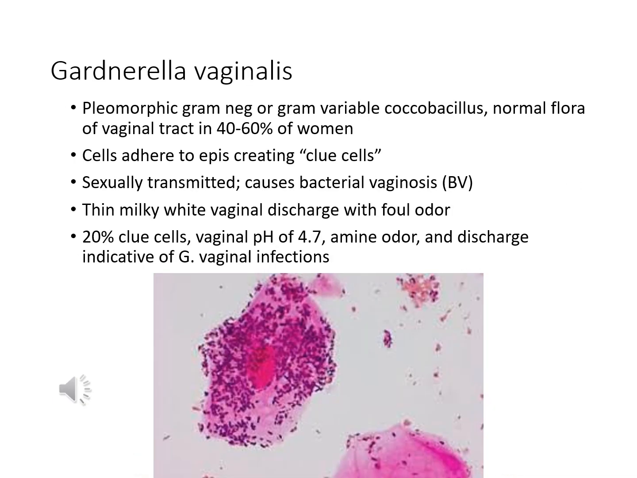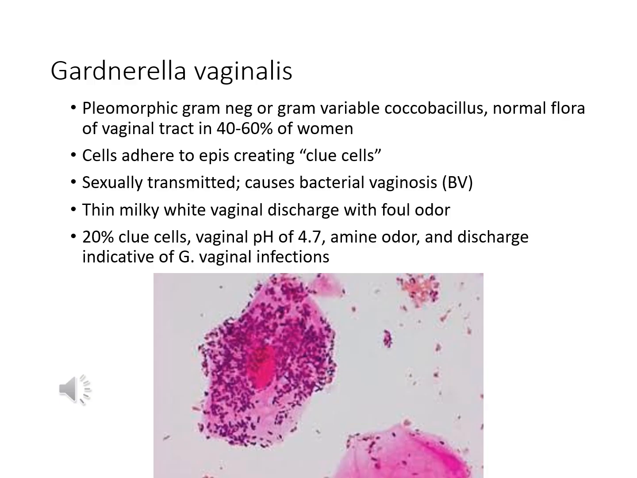And then we have Gardnerella vaginalis. This is a pleomorphic gram-negative or gram-variable coccobacillus and is considered normal flora of the vaginal tract of the majority of women. Cells will adhere to epithelial cells, which create clue cells or glitter cells. So think back to your urinalysis class. If you do a direct wet mount from a vaginal prep, you may see these cells and know it's from Gardnerella vaginalis. Gardnerella vaginalis is sexually transmitted, and is the primary cause of bacterial vaginosis.